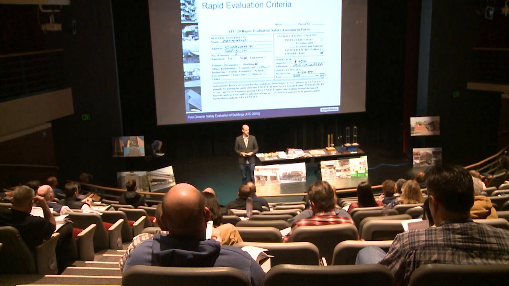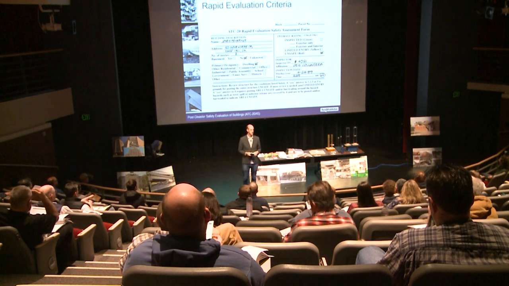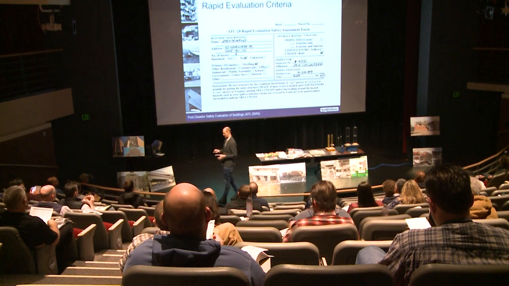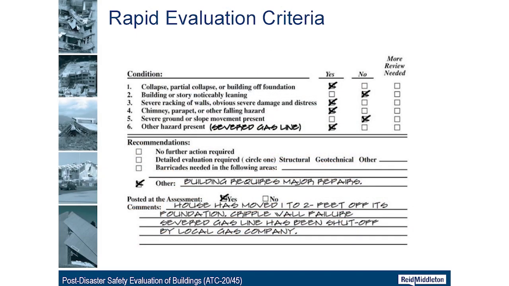And then hazards such as spills and asbestos release are also covered by number 6 in order to make it unsafe. So let's get to what those checks are in reference to. This is kind of the same thing we were talking about a second ago. Is there collapse, partial collapse, building falls off its foundation? Yes, no, or unknown. Again, these are very high level, or more review needed. Severe, or building or story noticeably leaning, severe racking of walls, yes, no, or unknown.